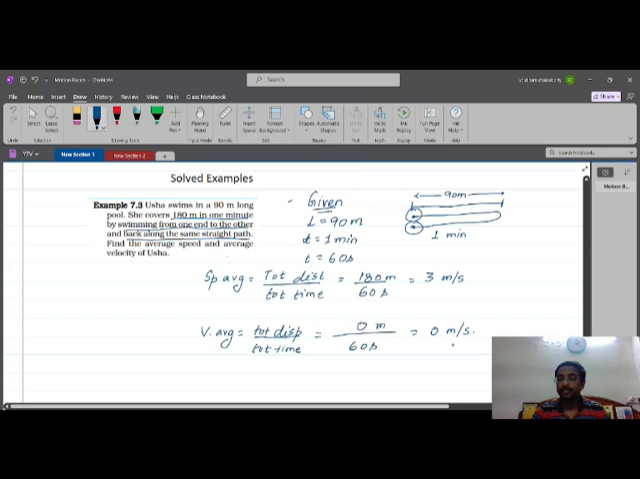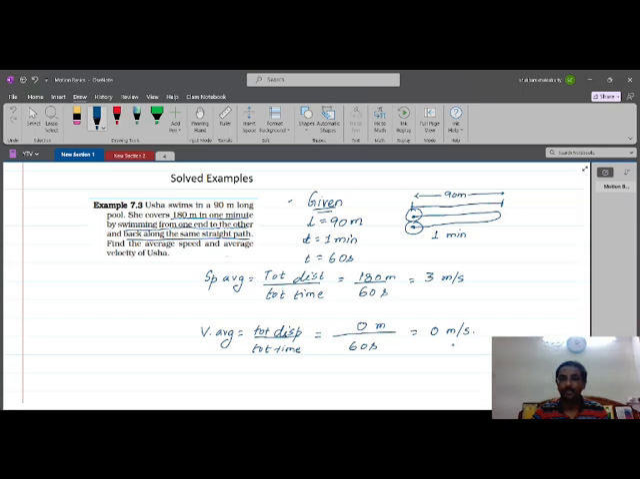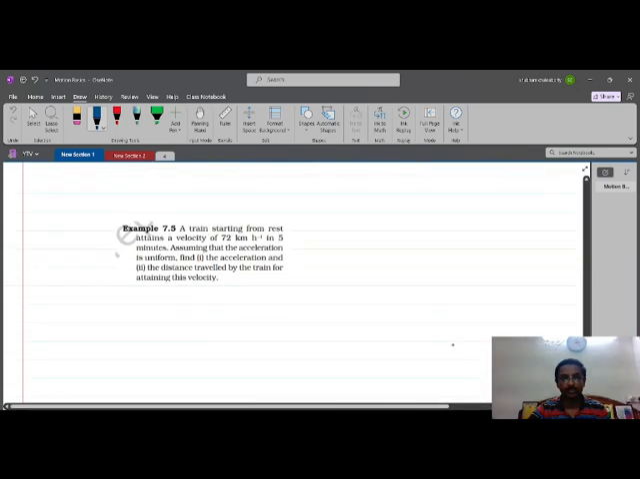So see the difference between average speed and average velocity. In average speed, we're talking about the total path length or the total distance. So 90 meter one way, 90 meter the other way gives you 180 meters. Total displacement is the distance between the initial and the final points. And because she came back to where she started from, the total displacement turned out to be 0, and hence the average velocity is 0. Fine.